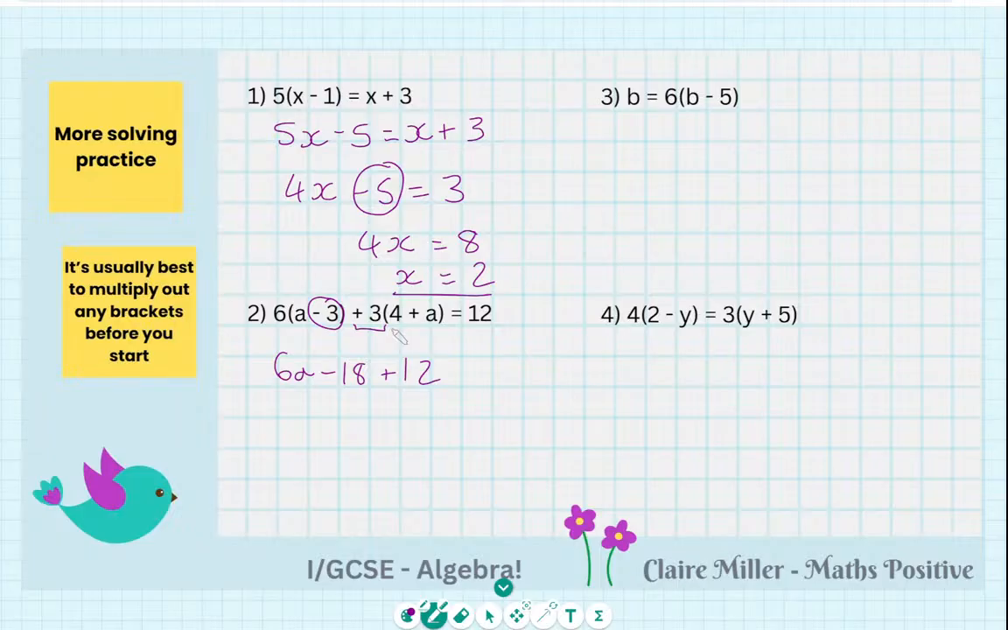Positive 3 times 4, did I say negative 3? I'm talking too much today. So negative 3 times a, positive 3 times a. Oh my gosh. Just give me a second.